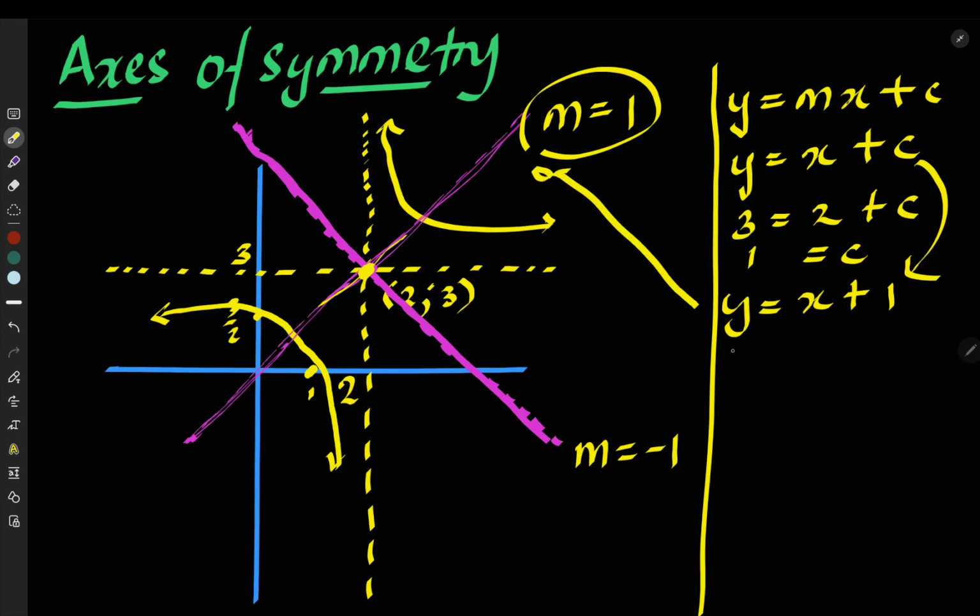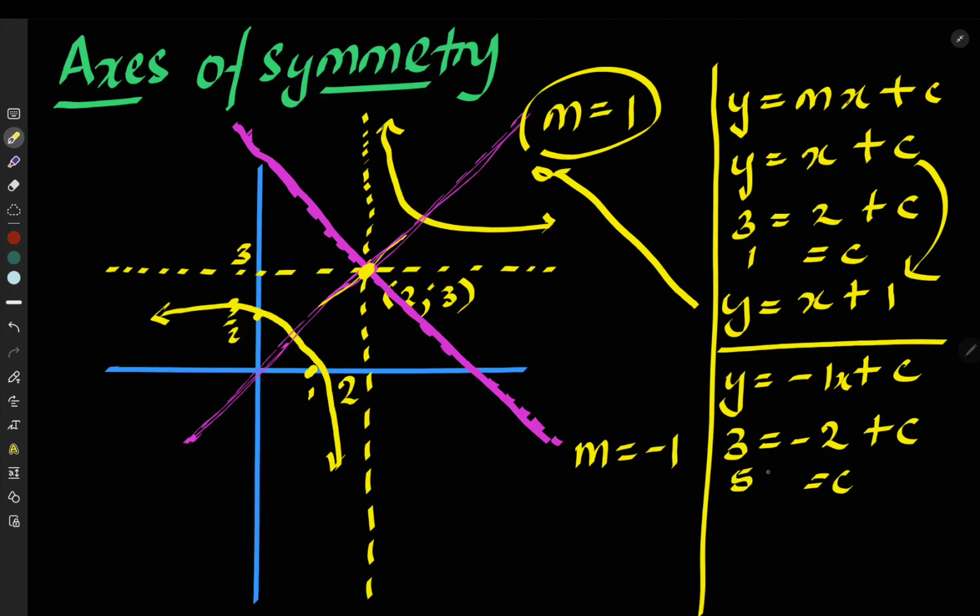Then for the other one, remember, the gradient is negative 1. So y is equal to negative x plus c. Again, the common point is (2, 3). Then we substitute that point. 3 is equal to negative, then the value of x is 2, so negative 2 plus c, and c is equal to 5. Therefore the equation of this will be y is equal to negative x plus 5. Then you've got the two equations of the axes of symmetry.